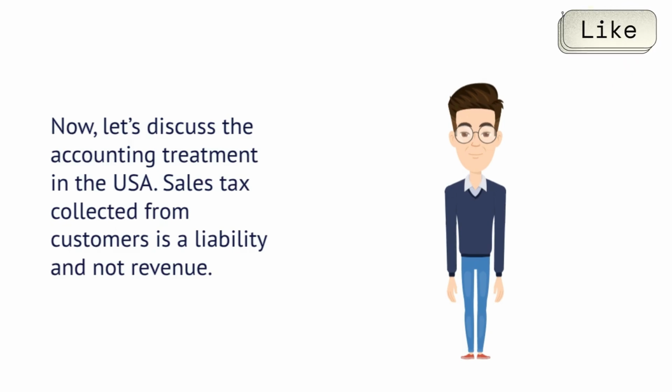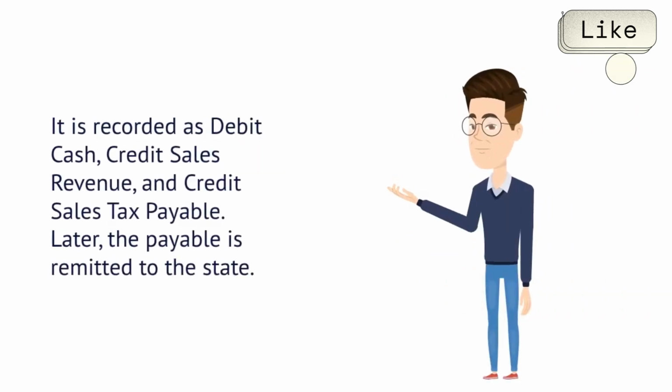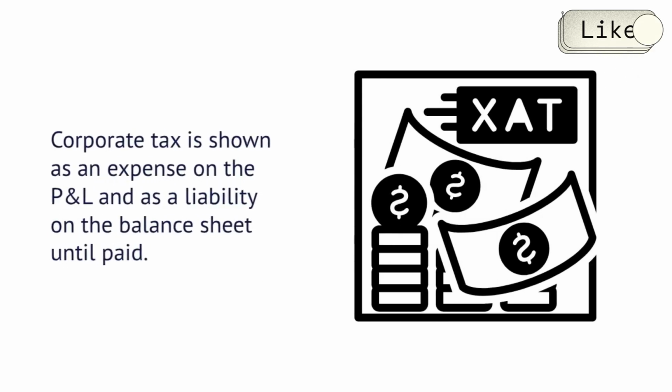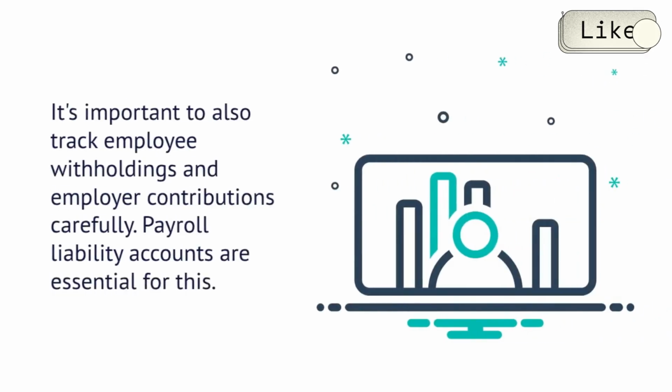Now, let's discuss the accounting treatment in the USA. Sales tax collected from customers is a liability and not revenue. It is recorded as debit cash, credit sales revenue, and credit sales tax payable. Later, the payable is remitted to the state. Corporate tax is shown as an expense on the P&L and as a liability on the balance sheet until paid. It's important to also track employee withholdings and employer contributions carefully. Payroll liability accounts are essential for this.